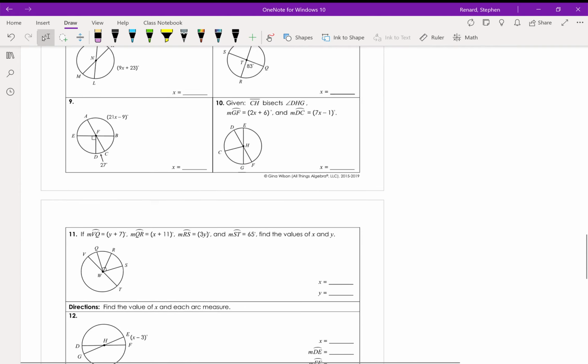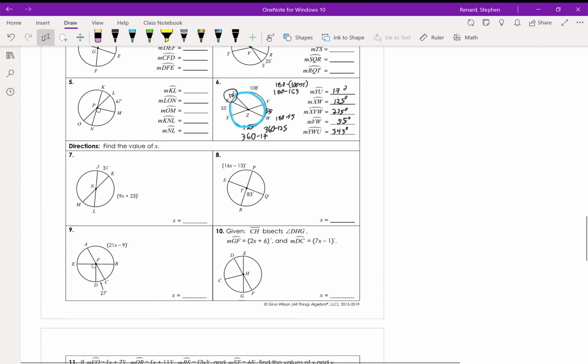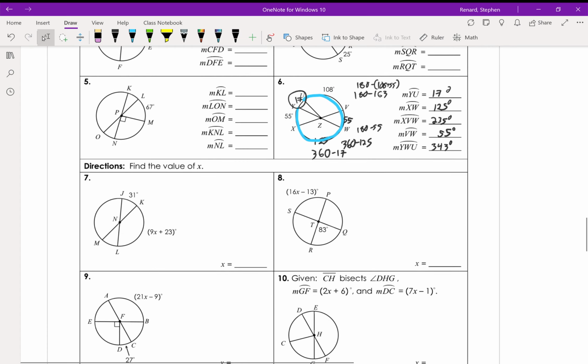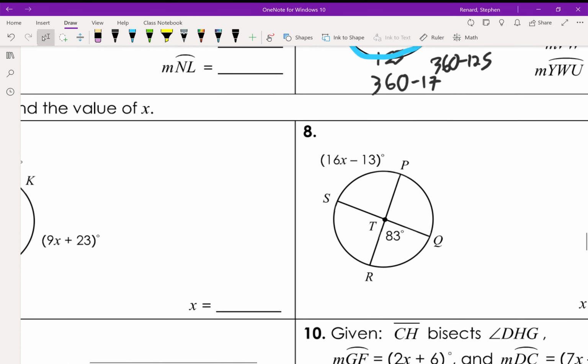Based on some requests, I'm going to do a couple more of these ones. Or just one more of these, maybe two. Let's do 5 and 10.